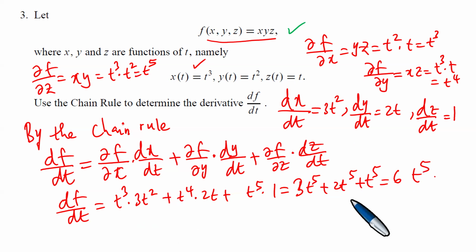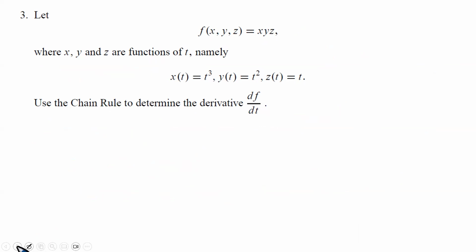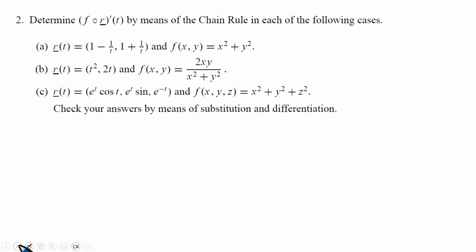So we continue. We take note of the fact that we have found the answer. We have used the chain rule to determine the derivative df dt. What is the answer? It's 6t to the fifth power. We move on to the next point. I know this is not difficult, it's very easy, but there are other parts that we are building towards.